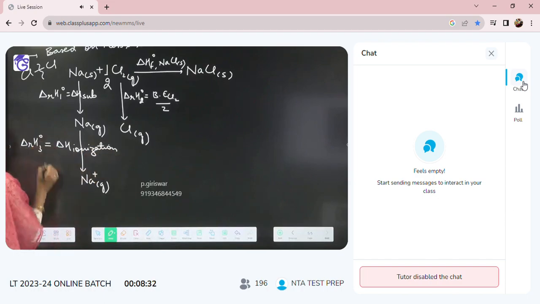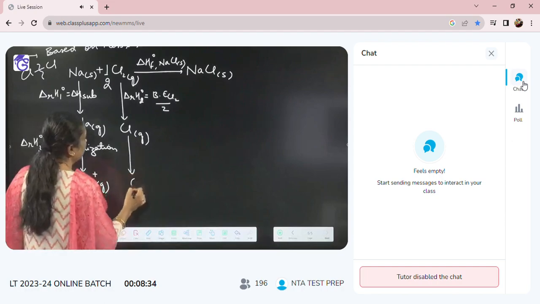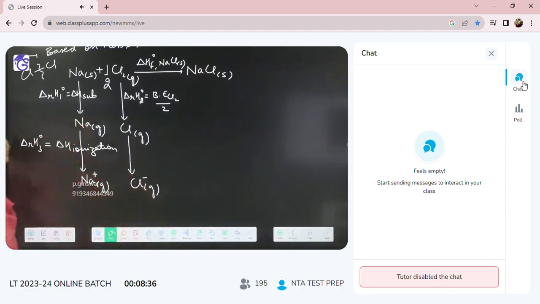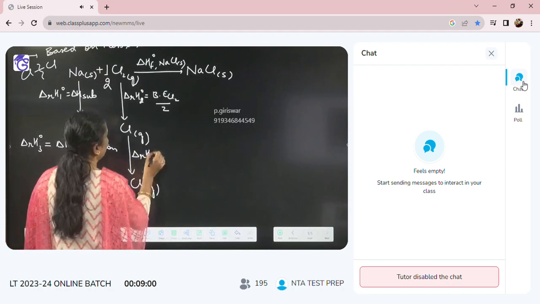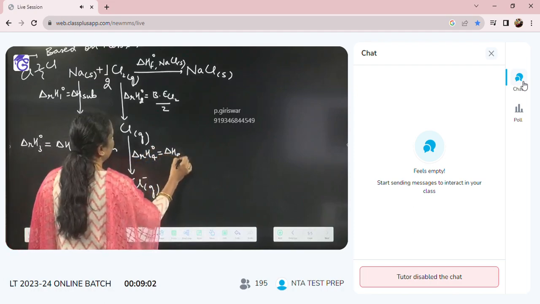Similarly, if I am writing Cl to Cl minus gas, what is it called? Yes, electron gain enthalpy. So I'll be writing delta R H4 naught, that is electron gain enthalpy.